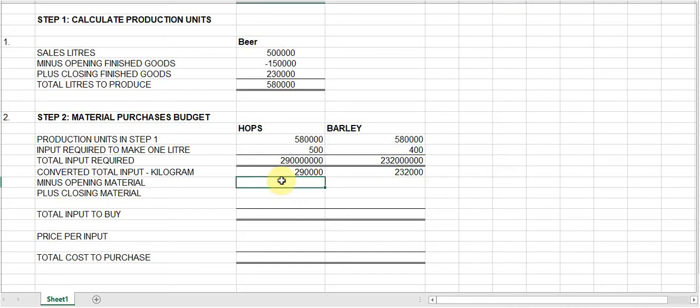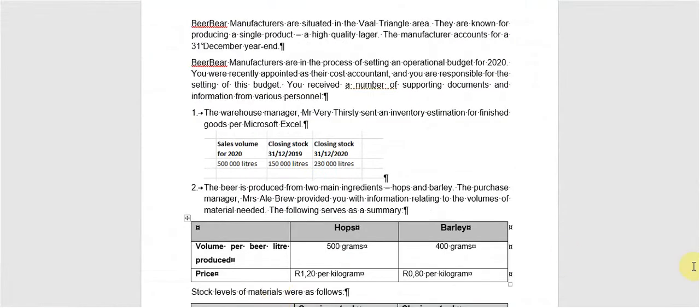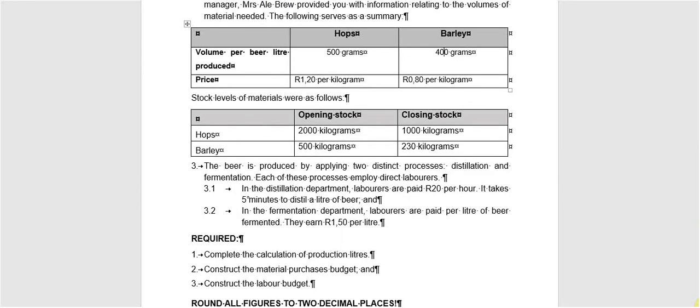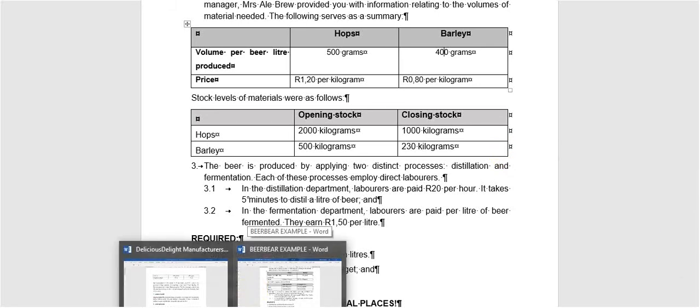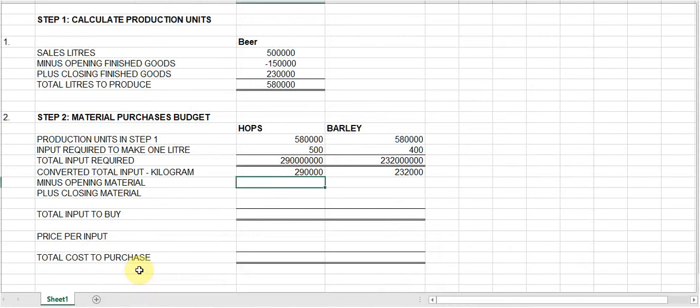Then we can continue with our opening and closing material. Going back to the question, you will find that they told you the opening stock for the hops was 2,000. The closing stock was 1,000. So I'm going to fill that into my memo. The opening stock was minus 2,000. The closing stock was 1,000, I believe.